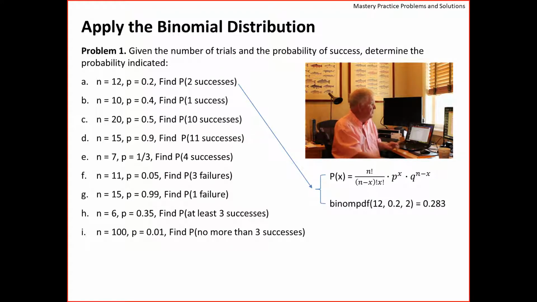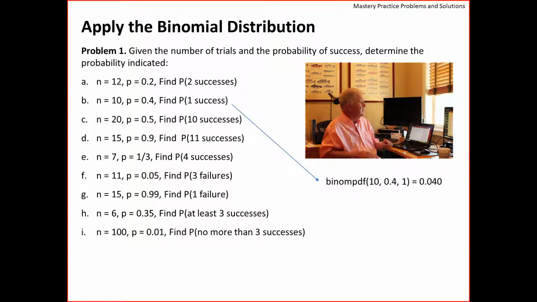I'm going to do it again right here. I'm not going to do it for you. Binomial PDF, again, the PDF returns the probability of, in this case, 1 success, when you have 10 trials and probability of success is 0.4. Enter N, P, X in a binomial PDF and you get 0.040.